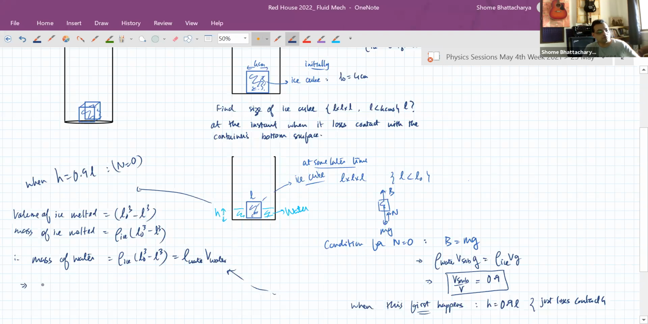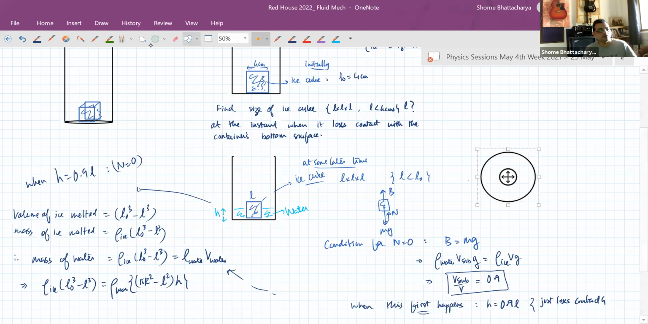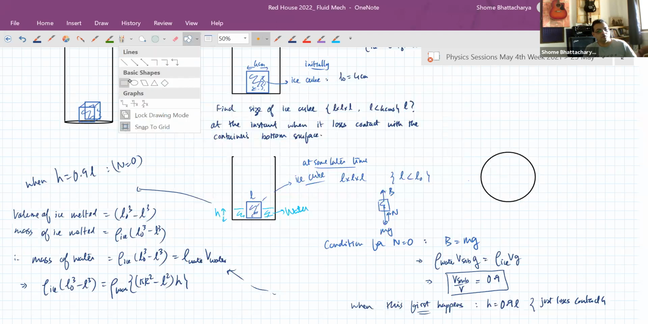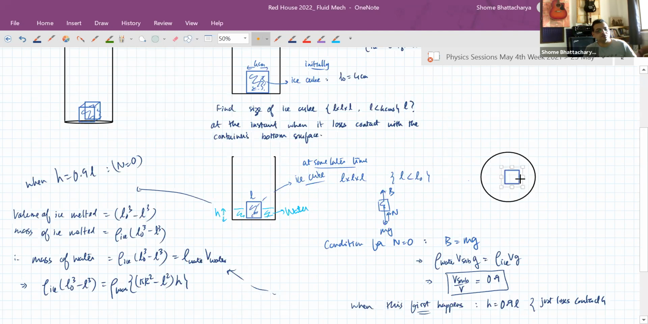So this term should be density of water into volume of water formed, which will be this. Again, let's understand how this is making sense. If you look at the top view of the container at this point of time, the container's radius is R, let's say, and there's the cubical ice block somewhere inside.